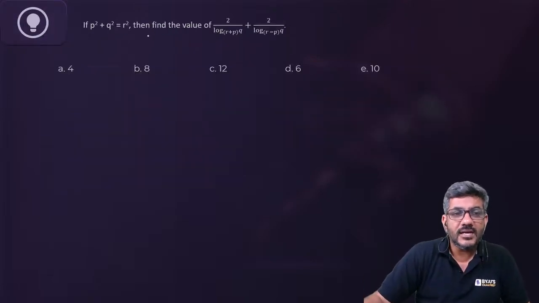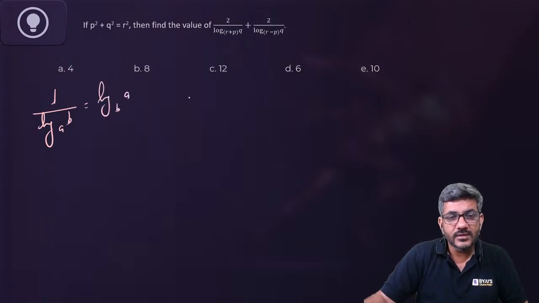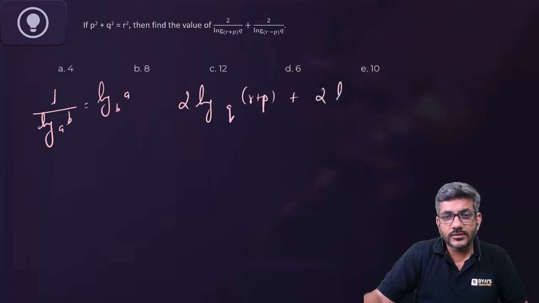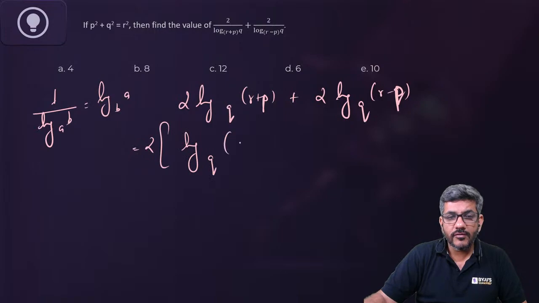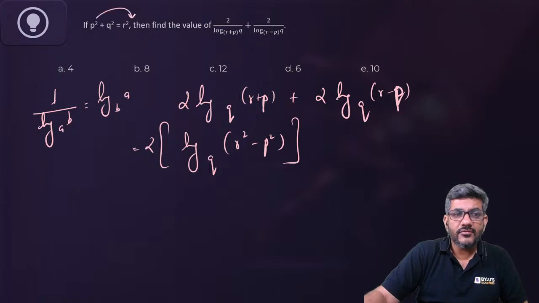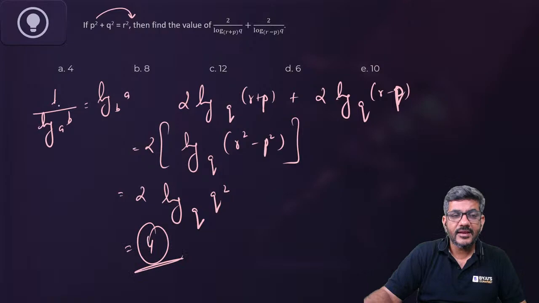So p square plus q square is r square, and we have to find the value of this. First of all, the first property is 1 by log b to the base a is equal to log a to the base b. So let's use it. It will become 2 into log of r plus p with base q plus 2 into log of r minus p with base q. 2 तो कॉमन आ ही जाएगा, and log m plus log n is log mn, so it will become log of r plus p into r minus p, that is r square minus p square. What is r square minus p square from here? It is q square. So we have twice of log of q square with base q. This is 2. 2 into 2 is 4. Yes, 4 is the right answer for this question.